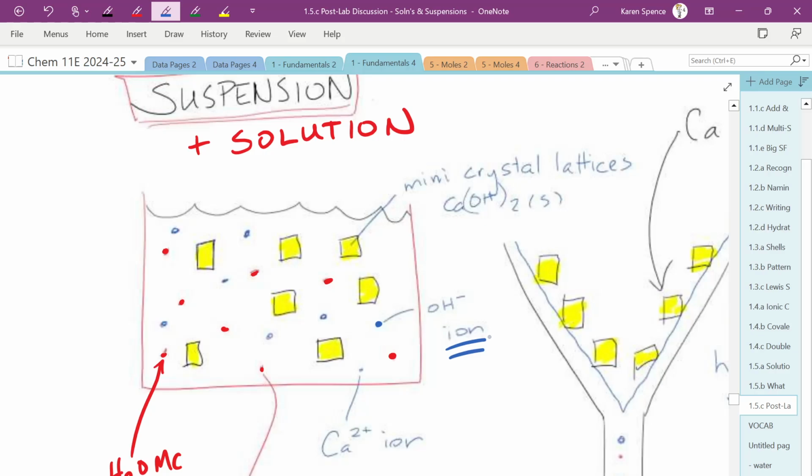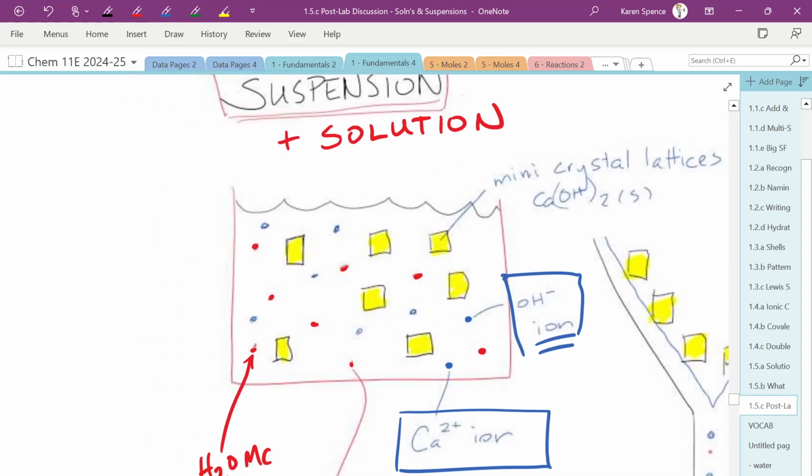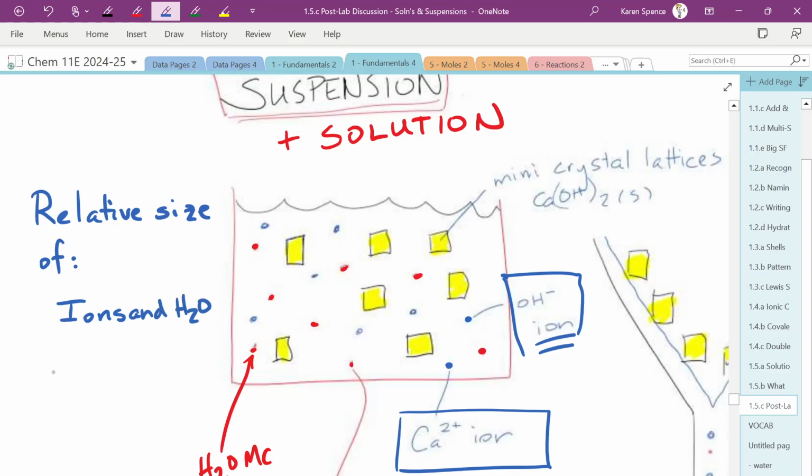The hydroxide ion and the calcium ion. Now, what do you notice about the relative size of the ions in the water compared to the mini crystal lattices? What can we say about the relative size of ions and water versus the mini crystal lattices?